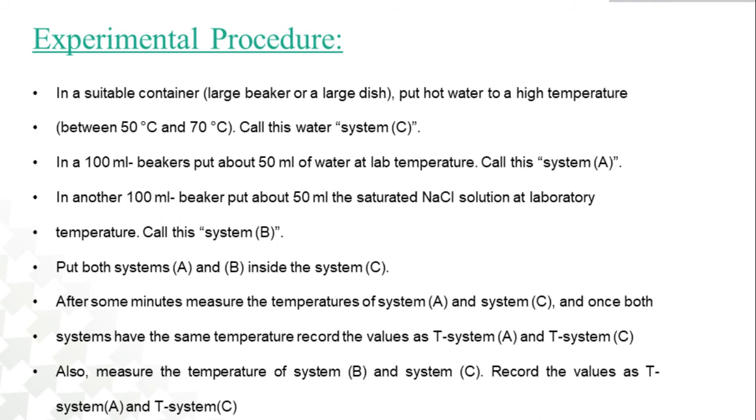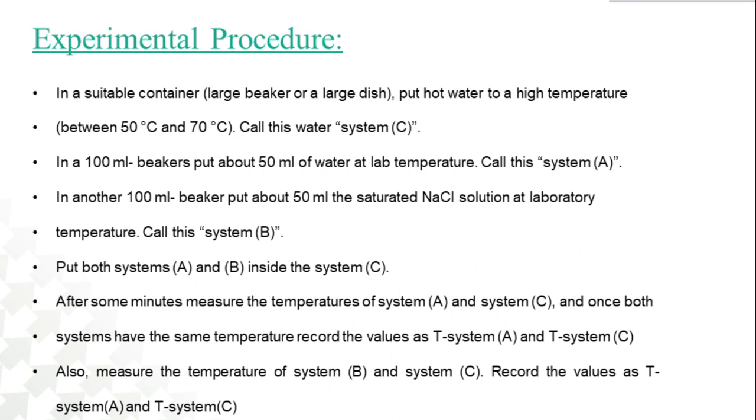Experimental procedure. In a suitable container, a large beaker or a large dish, put hot water at a high temperature, between 50 degrees Celsius and 70 degrees Celsius. Call this water system C. In a 100 ml beaker put about 50 milliliters of water at lab temperature. Call this system A. In another 100 ml beaker put about 50 milliliters of the saturated NaCl solution at laboratory temperature. Call this system B.